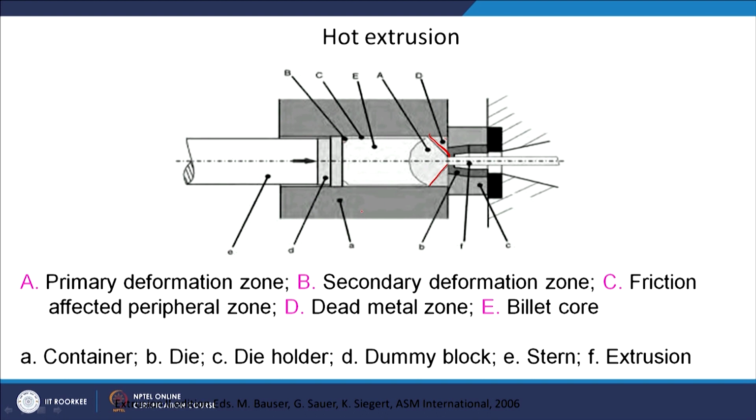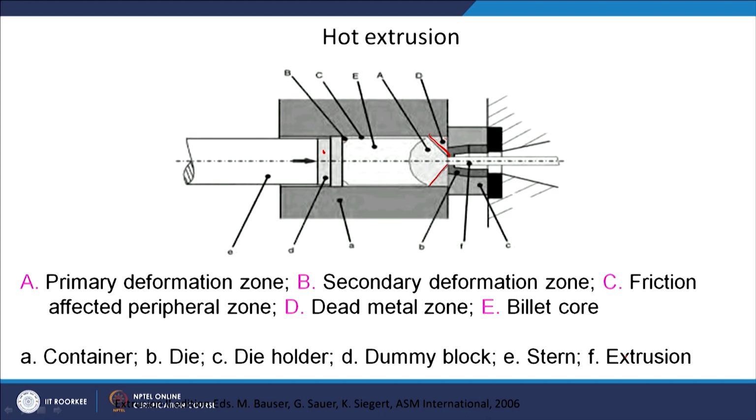The small alphabets are showing: A is your container, in which you are putting your die. B is your die here, C is a die holder, D is the dummy block. So, this is your dummy block here, and E is the stem, and F is the extrusion happening through the die.